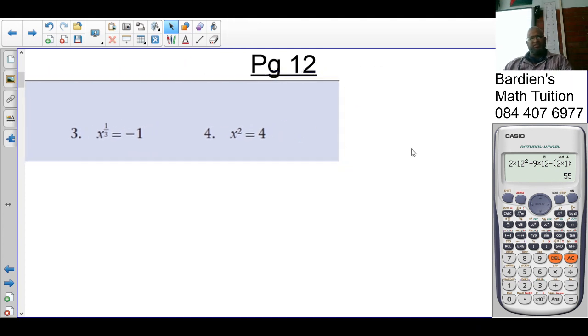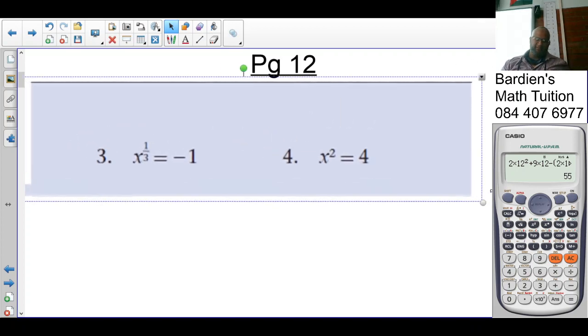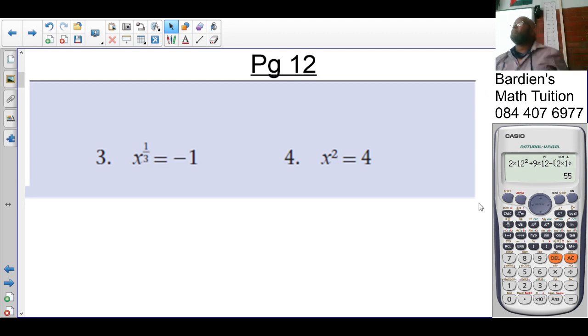Are the next two sums? I'm going to pause the video again. Do it both methods, okay? So, the answer to number 3? The answer is negative 1.